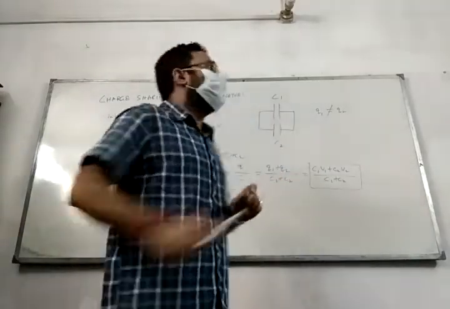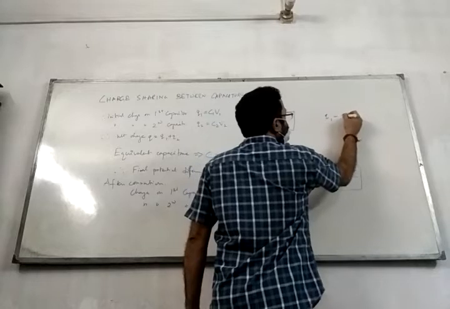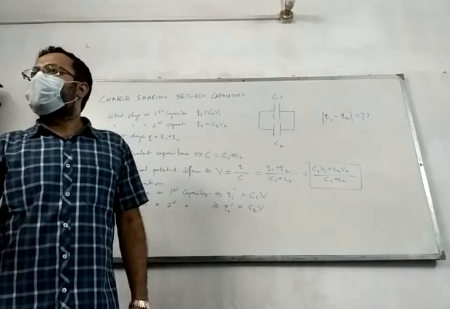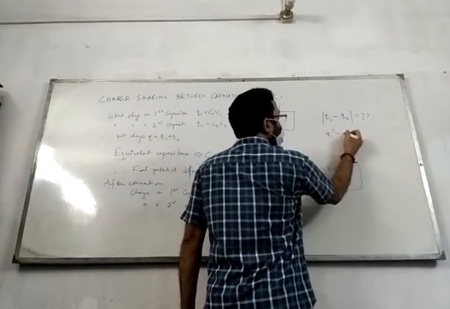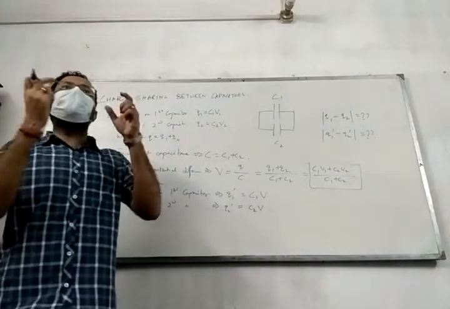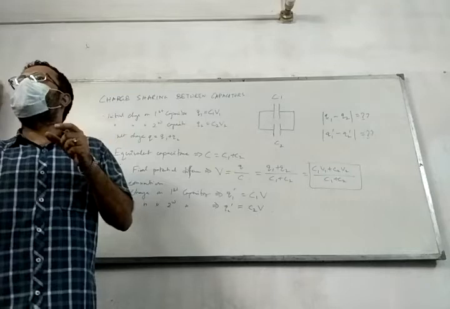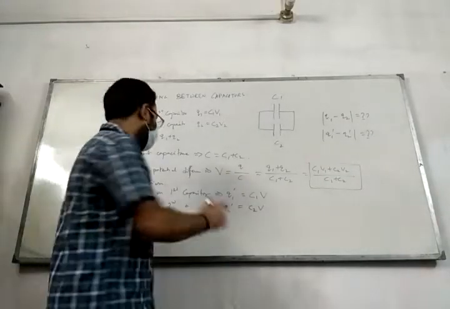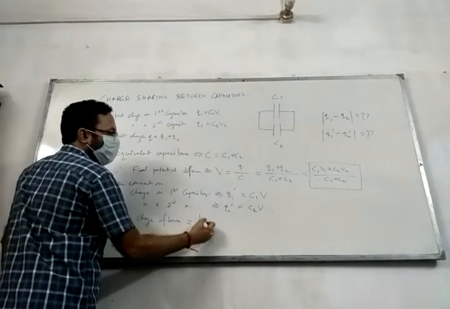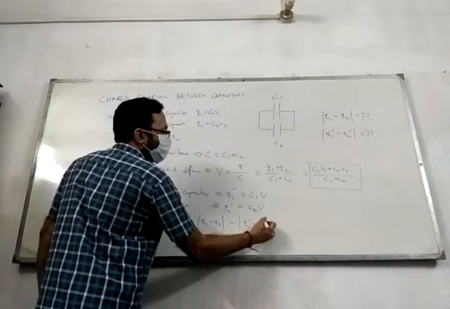That is, initially Q1 minus Q2, the modulus, since I don't know which one is bigger and which is smaller, and finally Q1 dash minus Q2 dash. Okay? The difference between these two subtractions is the amount of charge that has flowed. How much charge has flowed? So the charge flow is equal to Q1 minus Q2 minus of Q1 dash minus Q2 dash.